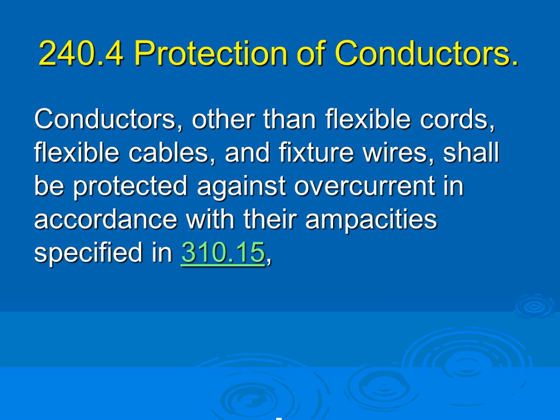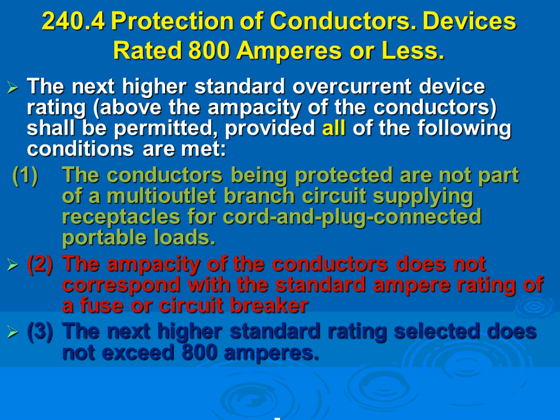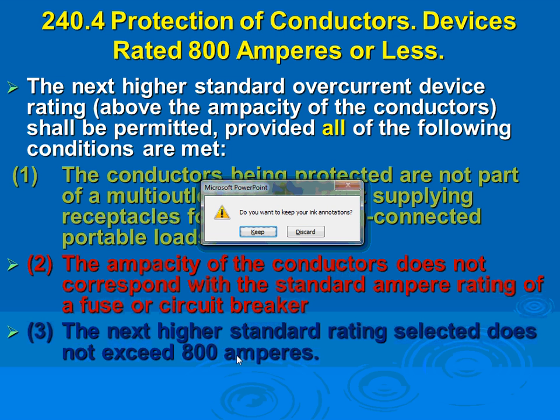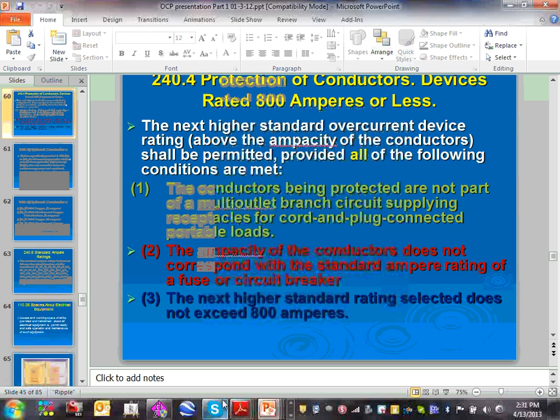Conductors, other than flexible, this will tell you that you have to have an overcurrent protection device in accordance with the ampacity specified in 310.15. So, a number 12 conductor, you cannot land more than 20 amps on it, right? With some exceptions for motors and so forth. Protection of conductors, devices rated 800 amp or less. This is probably the single most important one that we do, when we protect a conductor from overload. You guys use it all the time.